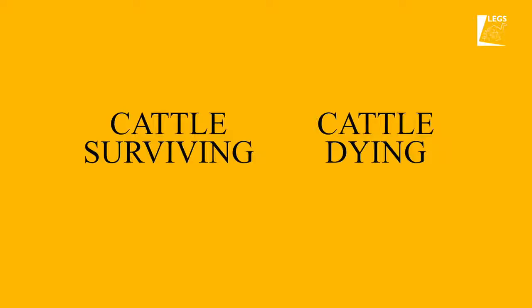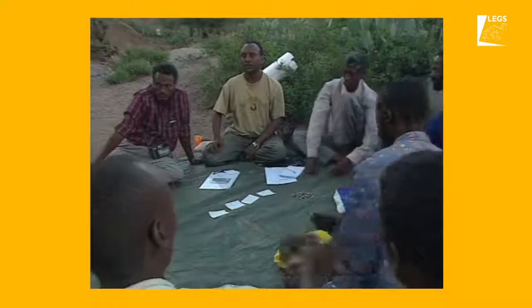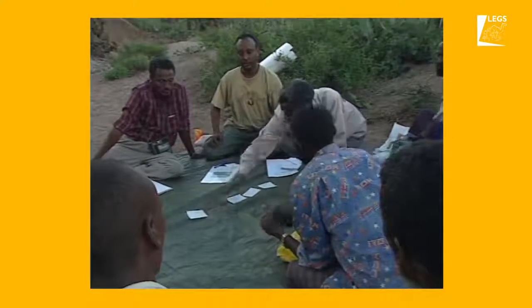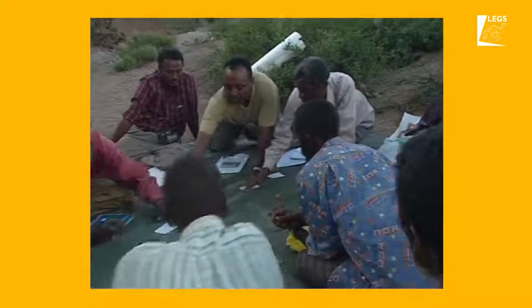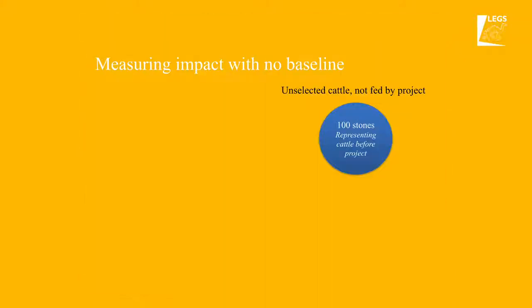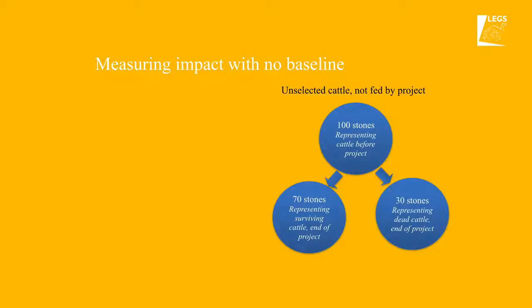They'd then be asked to divide the pile into 2 piles to show the pattern of cattle surviving and cattle dying. Note that this is a visual exercise, and the informants provide a visual representation of survivors and deaths using the 100 counters. It might look something like this. If we now count the number of counters, we can get an estimate of mortality in these cattle as follows. In this example, the mortality in these cattle was 30% during the project.